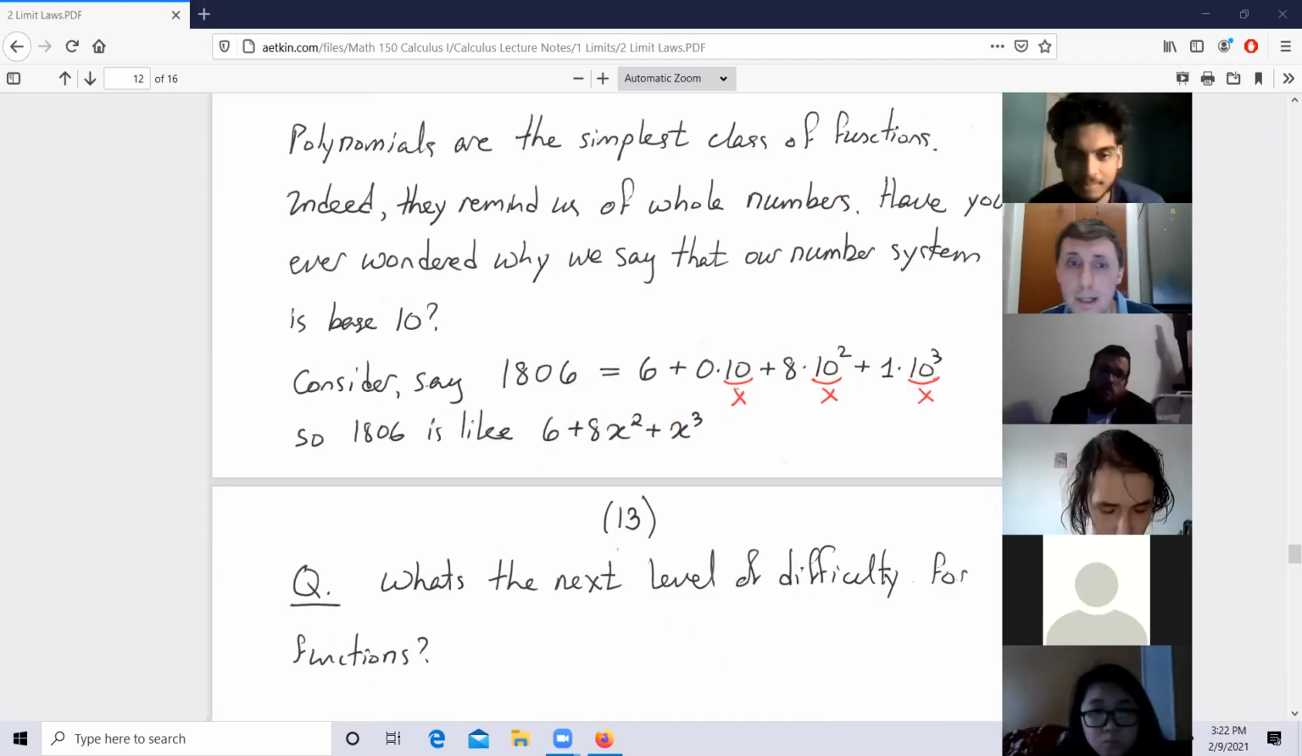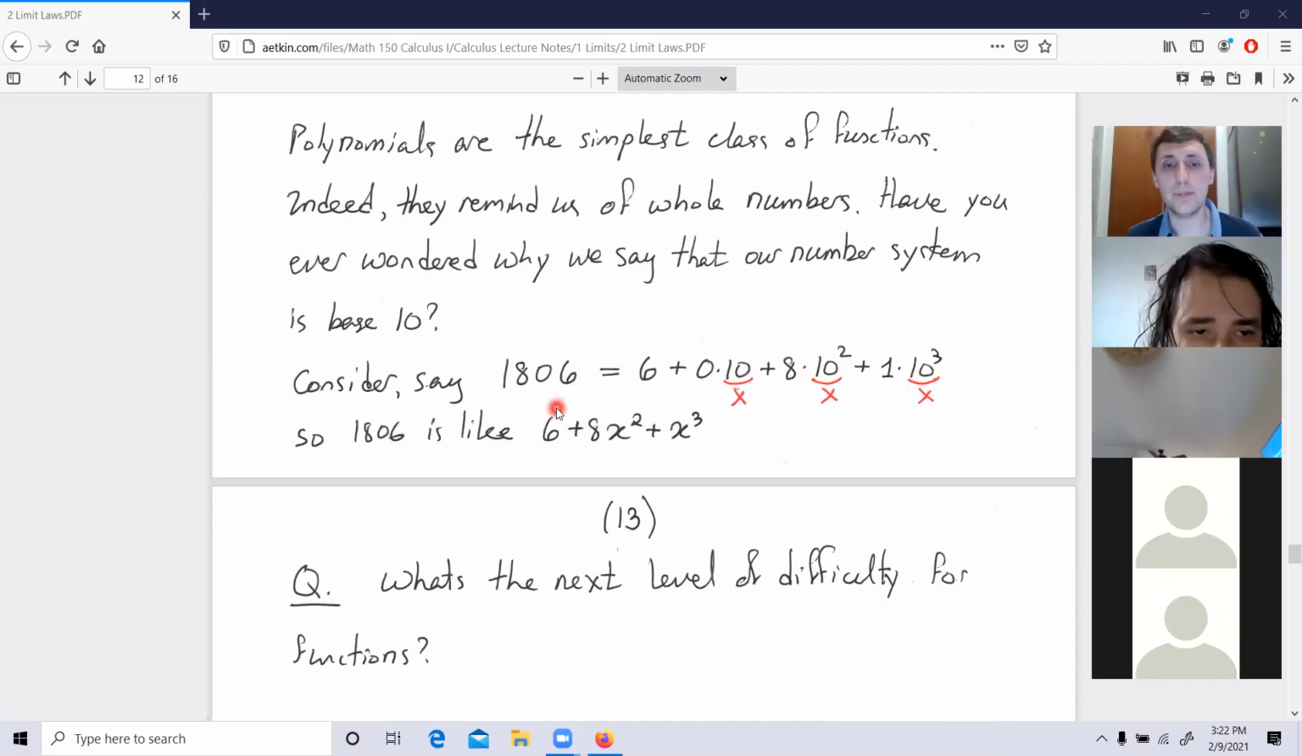So polynomials are very similar to integers. Integers and whole numbers should remind you of polynomials. Do you see that? So the number 1,806 is very similar to the polynomial 6 plus 8x squared plus x cubed.